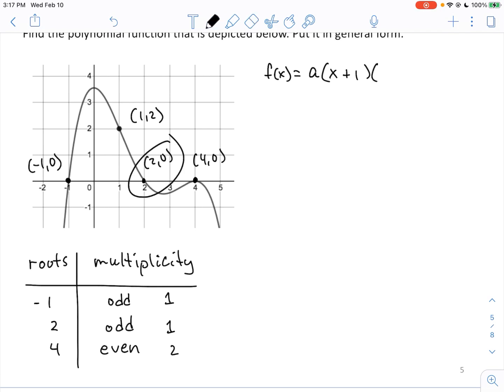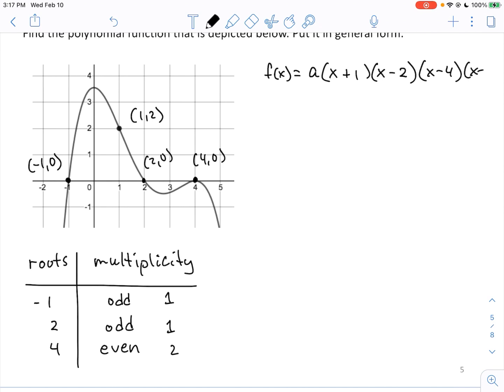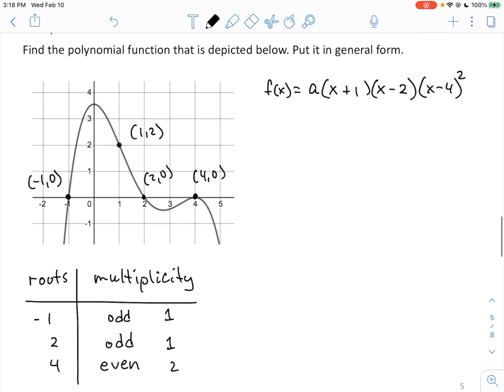Look at the next root. We cross at 2. So I need to do an x minus 2. That also crosses, so let's put a multiplicity of 1 on this one as well. And then the final x-intercept is at 4, so there's going to be an x minus 4, but we need this to have an even multiplicity. So there needs to be at least 2 of these, an even number. But we're going to just use an exponent instead, put a square there. And this is our polynomial with only one thing left to be determined, the a.